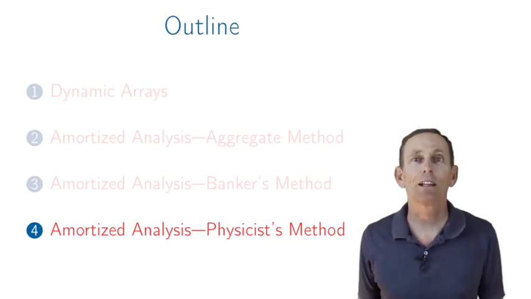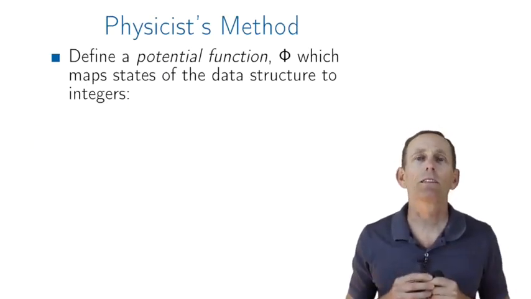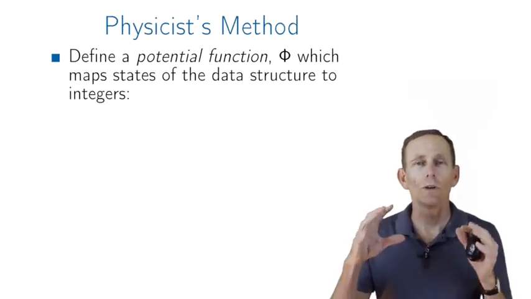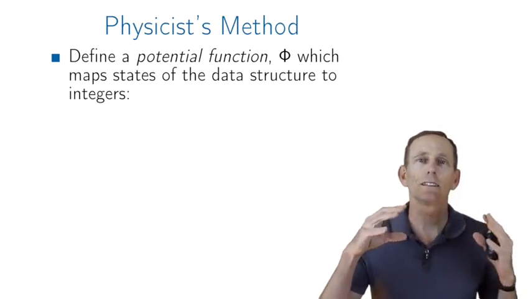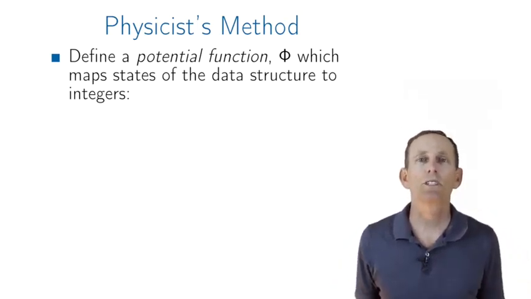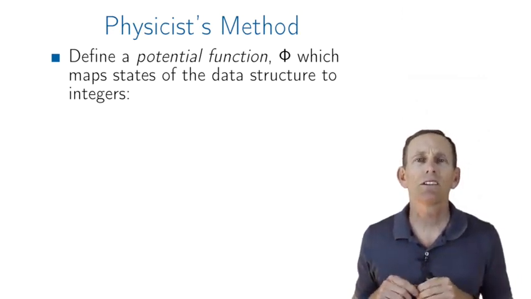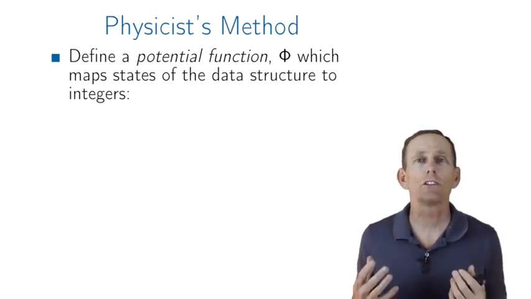Now let's talk about the final way to do amortized analysis, which is the physicist method. The idea of the physicist method is to define a potential function, which is a function that takes a state of a data structure and maps it to an integer, which is its potential.